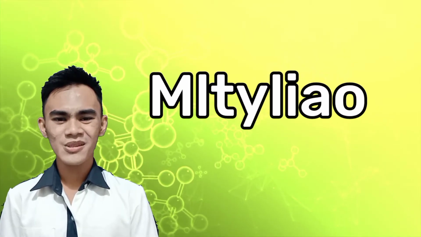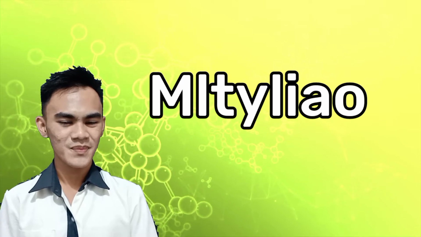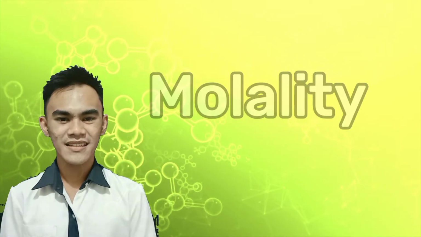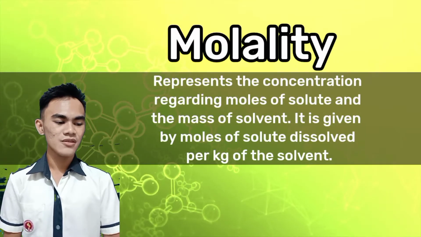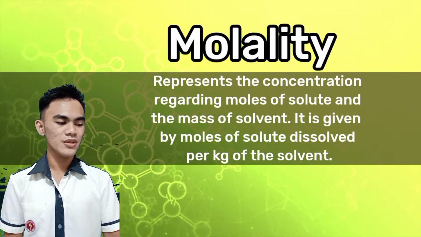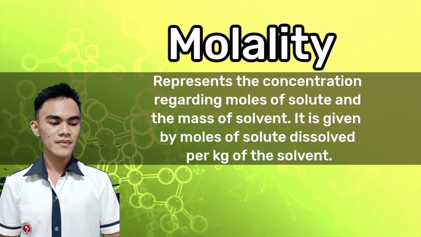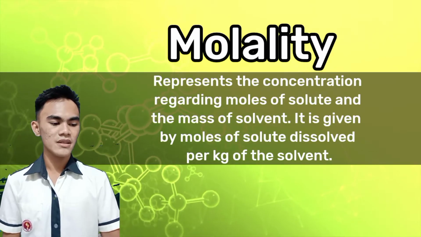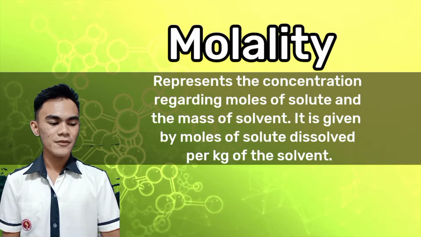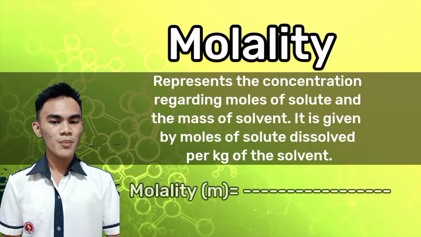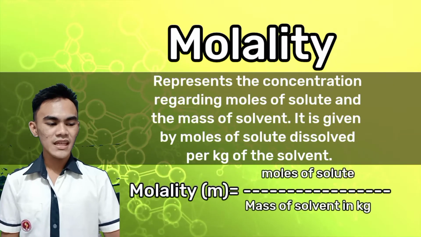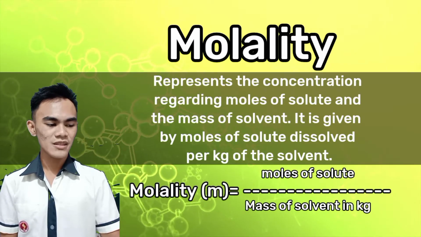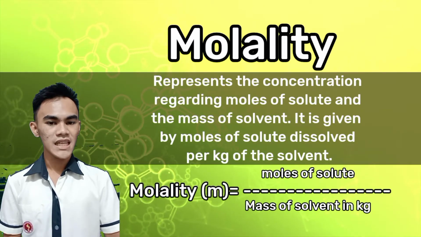Sixth, what is this word? Alright, so that is molality. Molality represents the concentration regarding moles of solute and the mass of solvent. It is given by moles of solute dissolved per kilogram of the solvent. The molality formula is molality, or small letter m, is equal to the moles of solute divided by the mass of the solvent in kilogram.